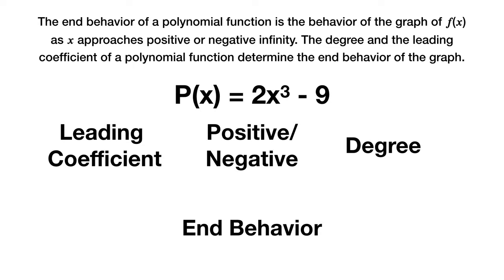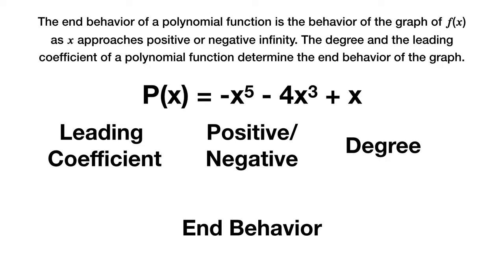Here's the next one, 2x cubed minus 9. So what's our leading coefficient here? It's 2, which is positive. That means going up. But the degree in this case is 3, which is odd. And when it's odd, that means that we go the opposite direction on the other side. So down, then up.